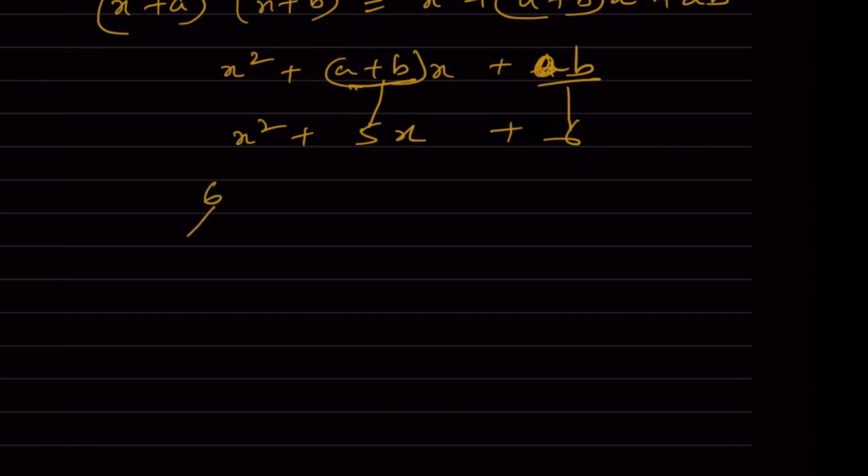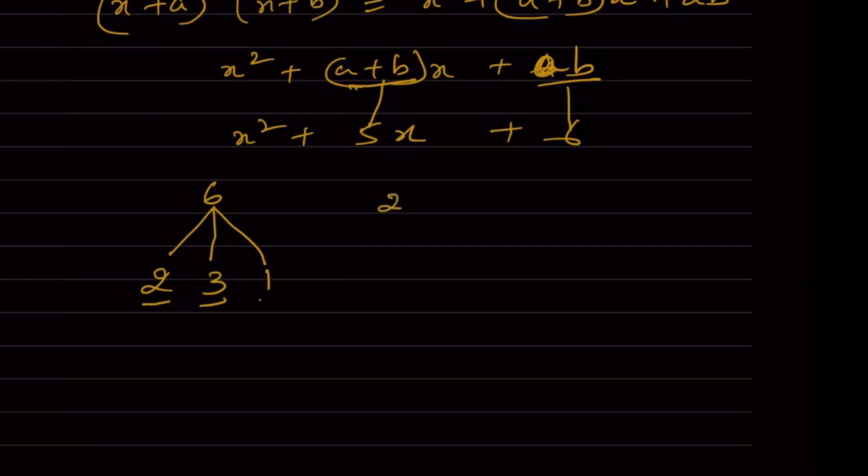The factors of 6 can be written as 2 threes are 6, 6 into 1 is 6. Now we have to select any two terms as a and b such that the sum of them should be equal to 5 and the product should be equal to 6. So two values we have to select as a and b from this. So I am selecting 2 and 3.